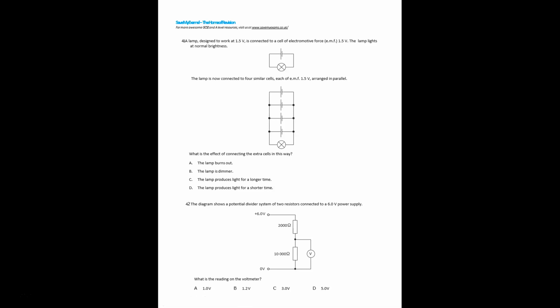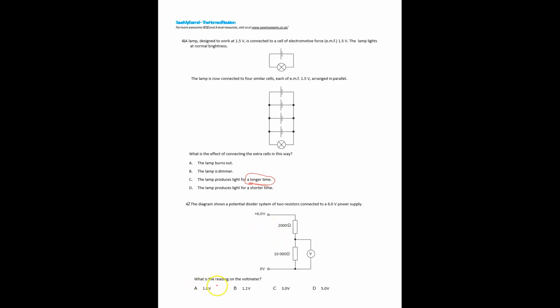Next, question number 41. What is the effect of connecting extra cells in this way? This is a parallel connection. Cells are connected in parallel, so the lamp produces light for a longer time. It lasts long. Repeated question. Okay, here is an important question.